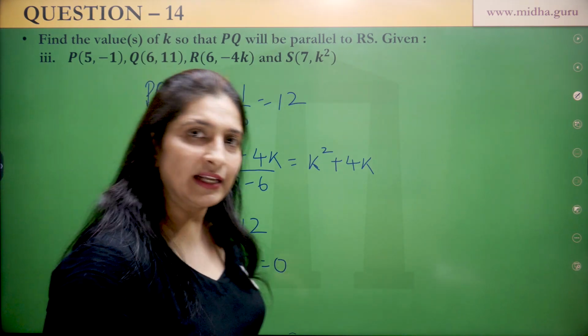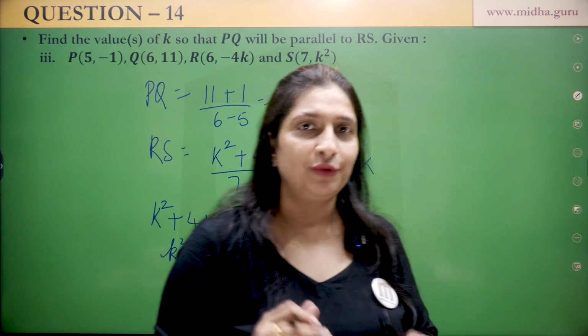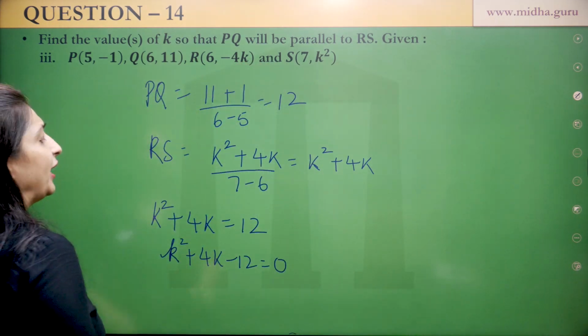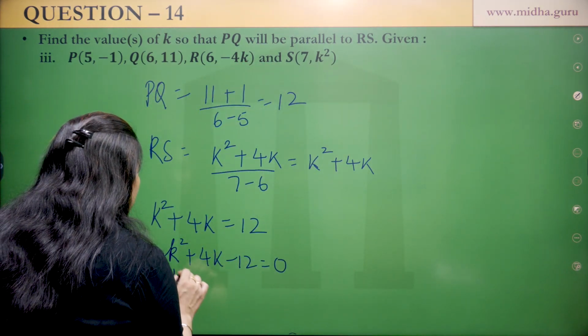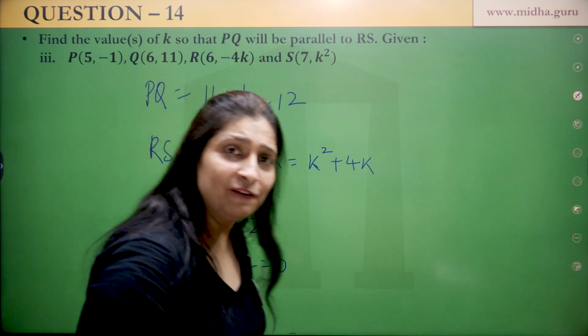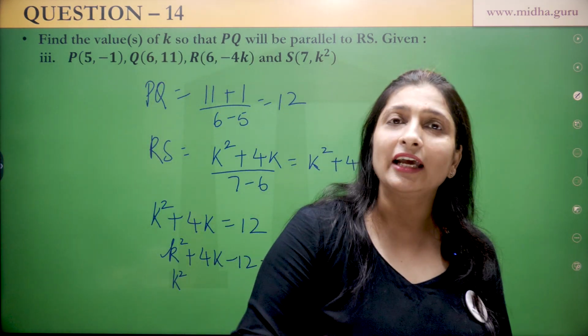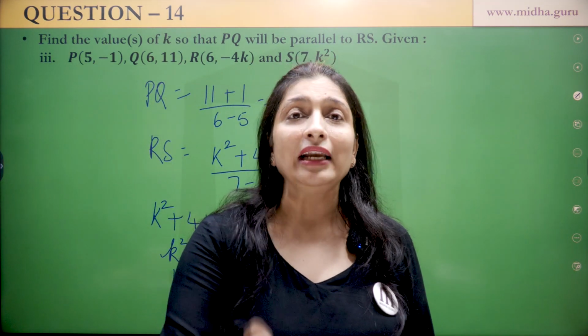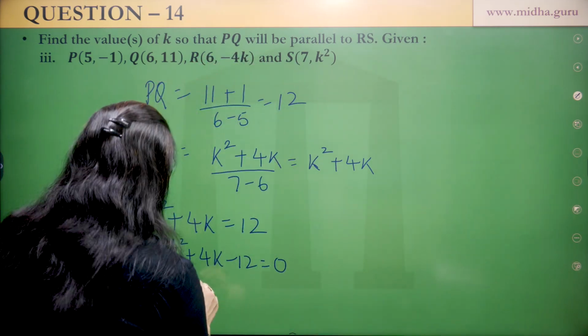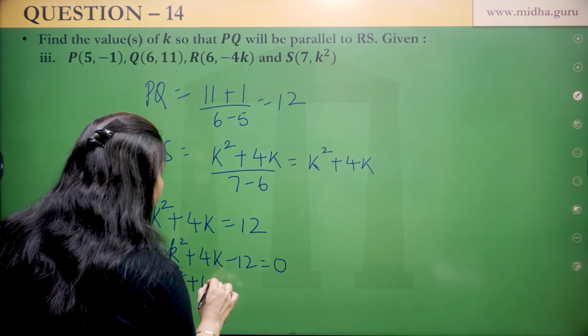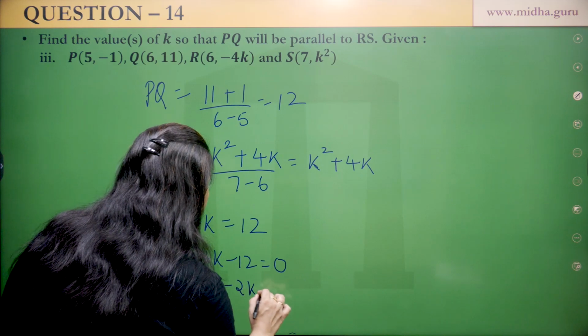You know how to solve this? Yes, by middle term split. We are going to use the method of middle term split and we'll find out. So we need two numbers which on adding or subtracting give us 4 and on multiplying give minus 12. So the numbers are minus 6, plus 6 and minus 2. So it will be plus 6 because it is plus 4K. Plus 6 and minus 2 and minus 12.